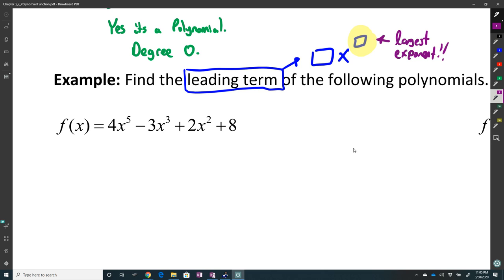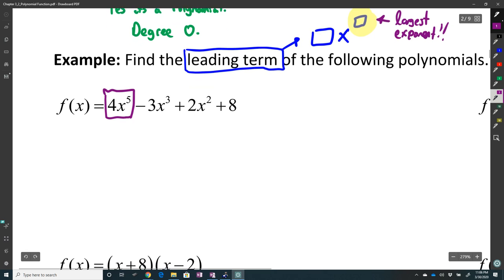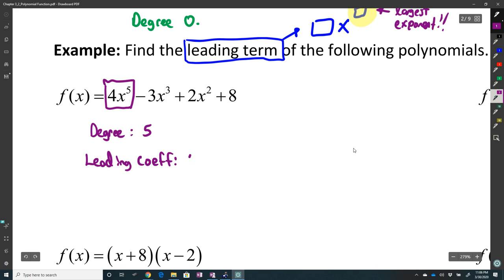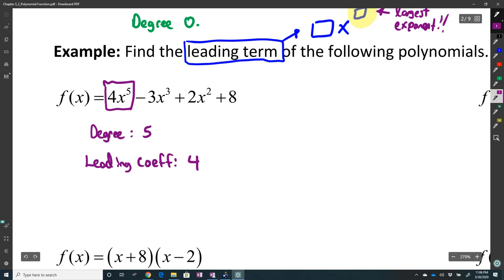Looking at this first one, it's pretty easy. There's my leading term. And from that, we know that my degree is 5. And we know that the leading coefficient is 4. Okay, so the leading term has a lot of information in it.